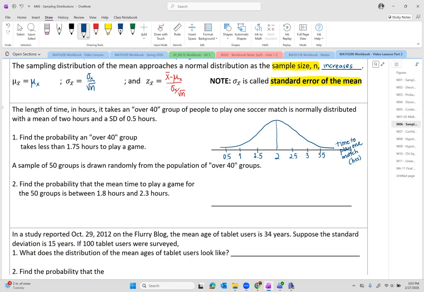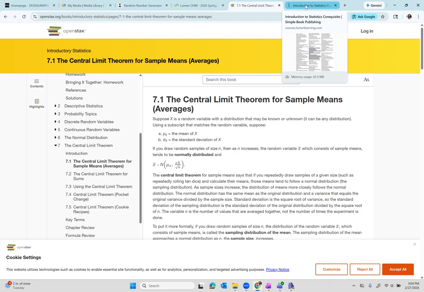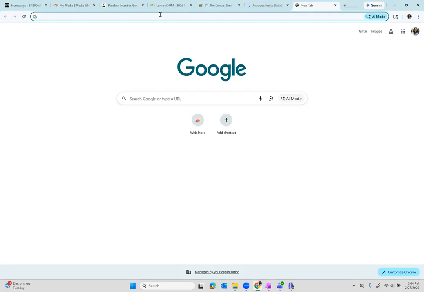What's the probability an over 40 group will take less than 1.75 hours to play the game? So 1.75 hours is between 1.5 and 2 hours, halfway between, and we are asked to find the probability that it will take less than, so this direction. And again, use your favorite technology to find this answer. I will use Art of Stat, but you can pause the video, use your technology, and then see what the answer might be.